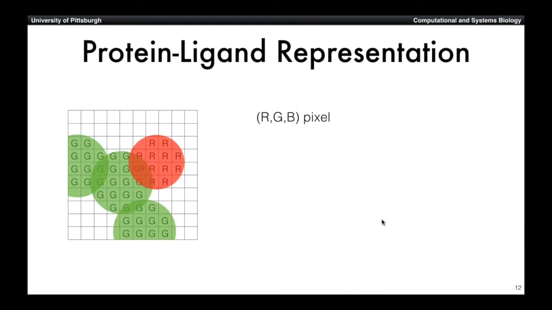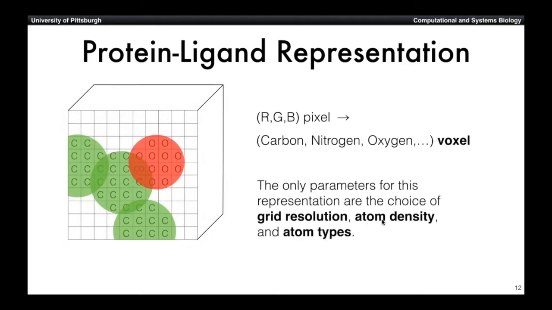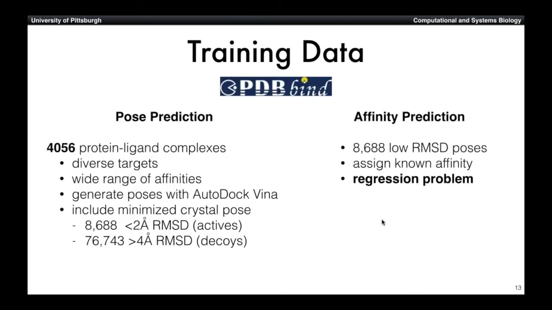How do we do this? Well, instead of having an image of 2D pixels with red, green, blue values, we just have a 3D image of voxels where instead of red, green, blue, you have carbon, nitrogen, oxygen. So some representation of the atom density at that point in 3D space. And that's it. There's no additional featurization other than you pick a grid resolution, density, and what atom types you care about. And for training data, we use the PDBbind.